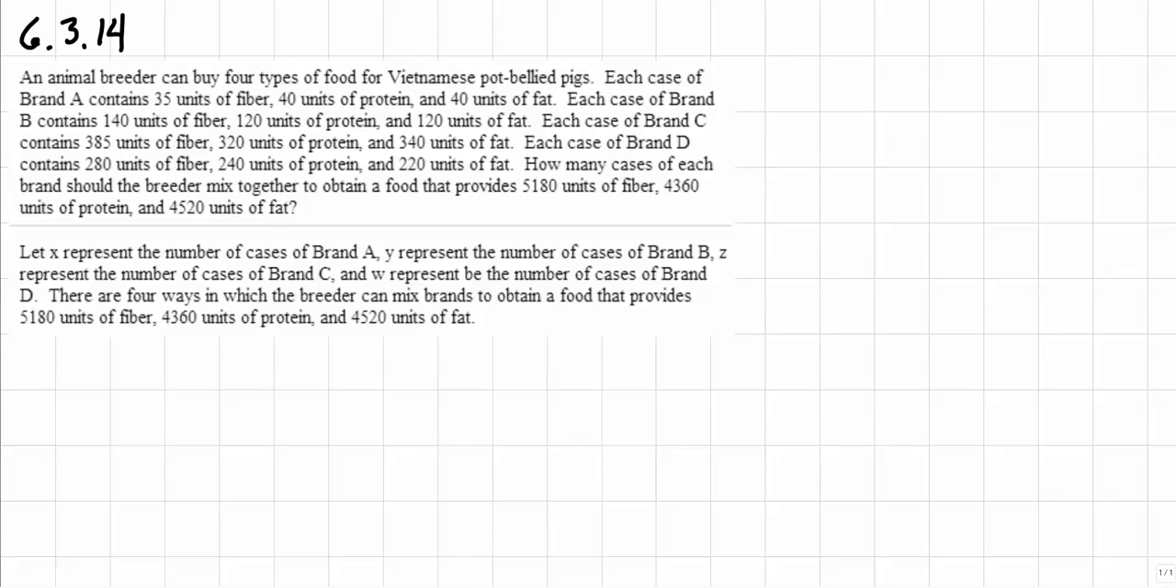Now, the part where it says there are 4 ways that the breeder can mix this, that's an entirely different problem. We're not going to worry about that in the scope of this particular problem. We are given the fact that there are 4 different ways, so we need to find the 4 different combinations.